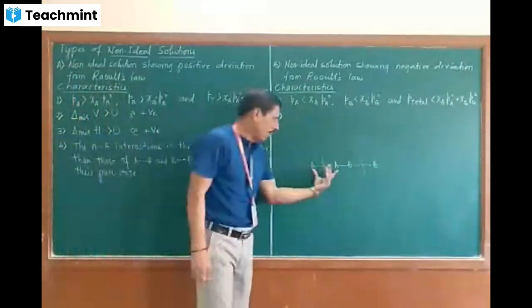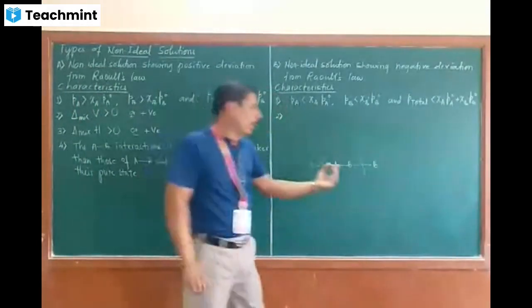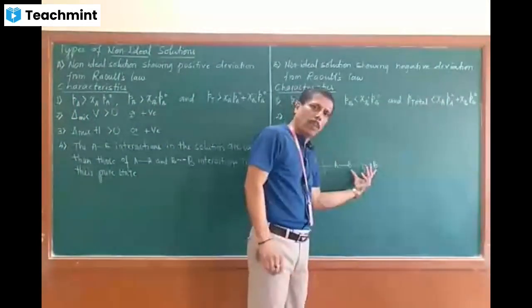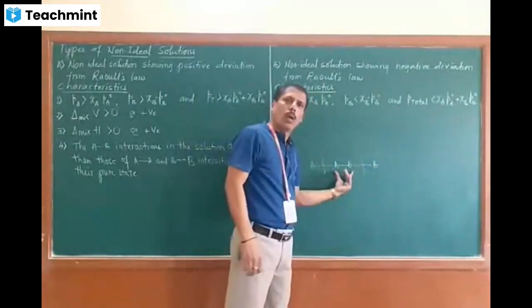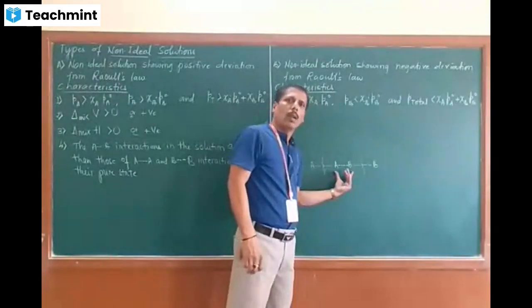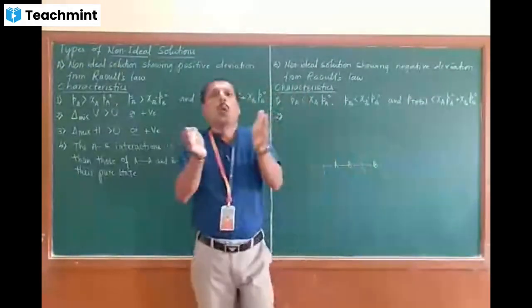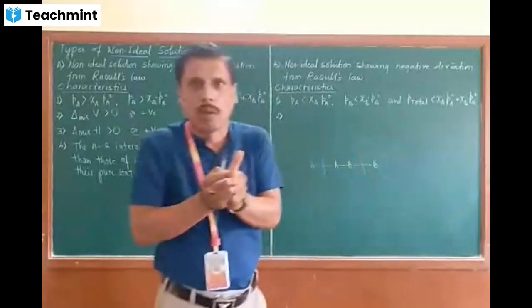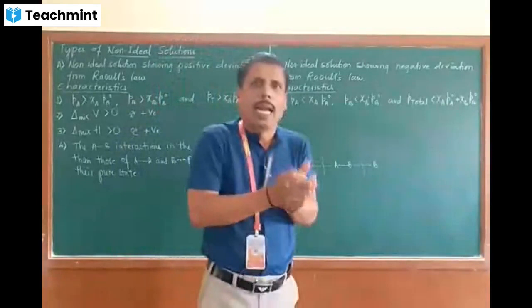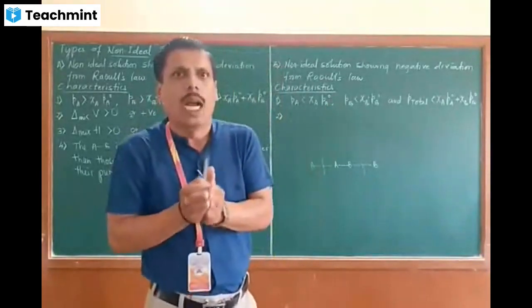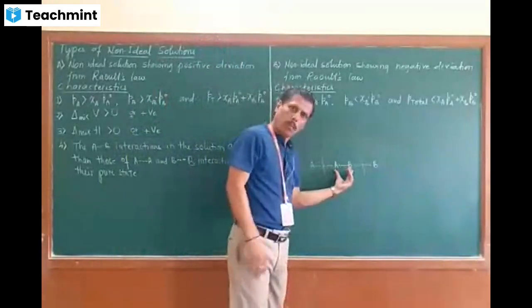See, in the pure state, AA molecules in component A are away, BB molecules in component B are away. But when you mix these two, liquid A and liquid B, molecules of A and molecules of B are closer. Strong interactions. Attraction between molecule A and molecule B is strong. So therefore, what will happen?